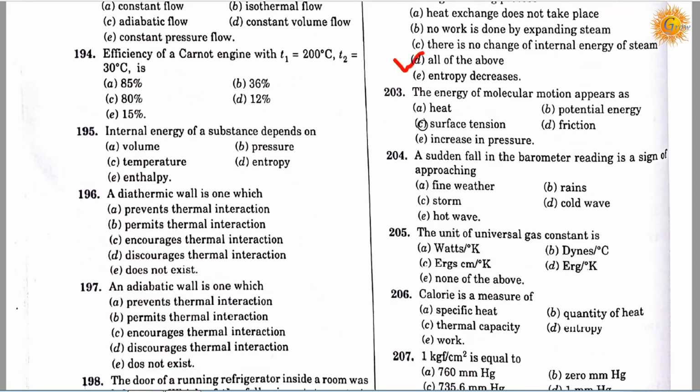Question number 203. Energy of molecular motion appears as option A, heat. Option B, potential energy. Option C, surface tension. Option D, friction. Option E, increases in pressure. So correct answer is A, it's heat. Energy of molecular motion appears as heat.